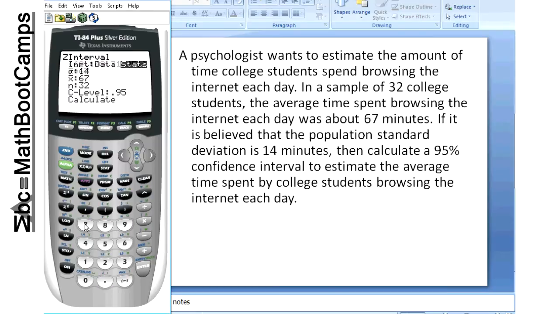And now all I got to do is calculate. And so there's my confidence interval. There's multiple correct ways you could write this, but this is probably the most common way that you would see to write a confidence interval. Okay, so there's a z-interval. What about a t-interval?